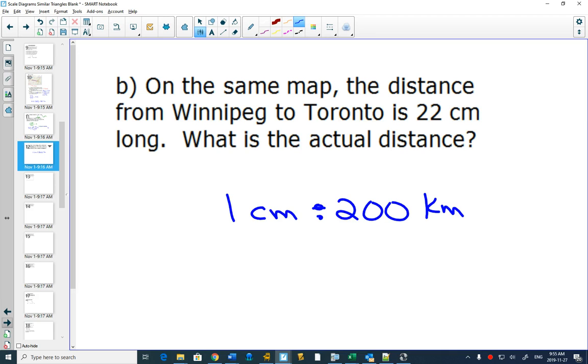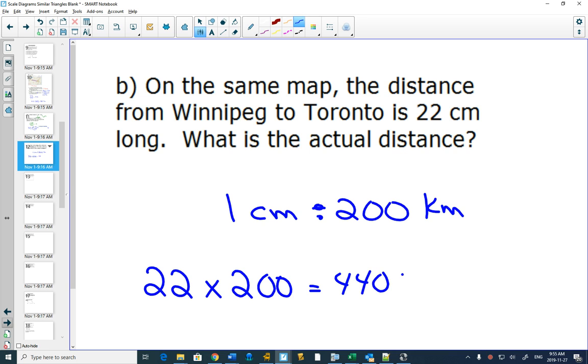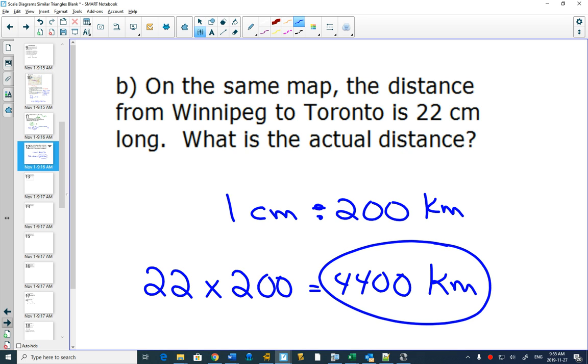So if you had 22 centimeters, what kind of math would you do to find out how long it is in actual kilometers? Should I do 22 plus 200, 22 divided by 200, 200 divided by 22, 22 times 200? What makes sense? 22 times, because each centimeter is 200, and if you have 22 centimeters, and now we're talking an actual distance, the actual distance is in kilometers, so it will be 4,400 kilometers.